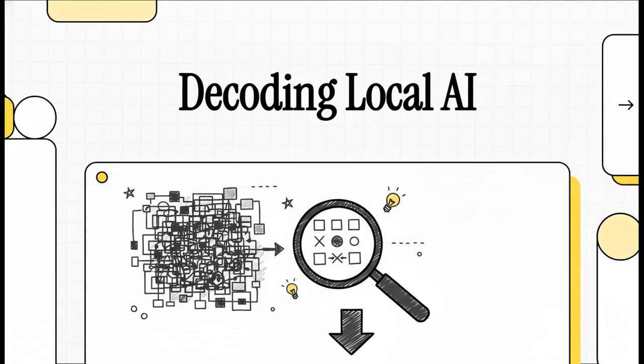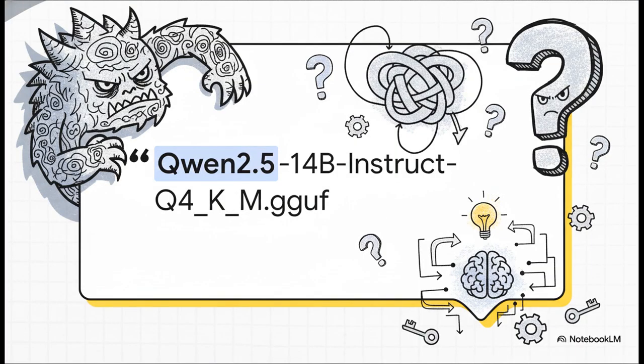So you're excited to dive into local AI, right? But then you see a file name and it looks like absolute gibberish. Trust me, you are not alone. Today we're going to crack that code. Let's get into it. I mean, look at this.